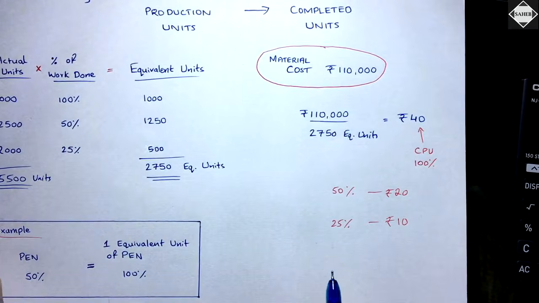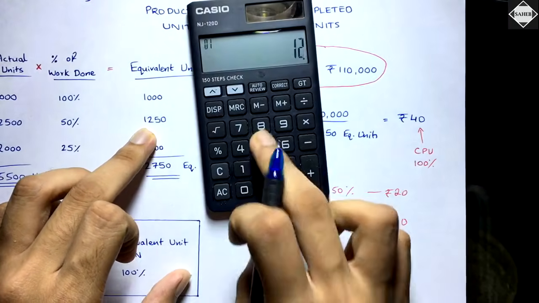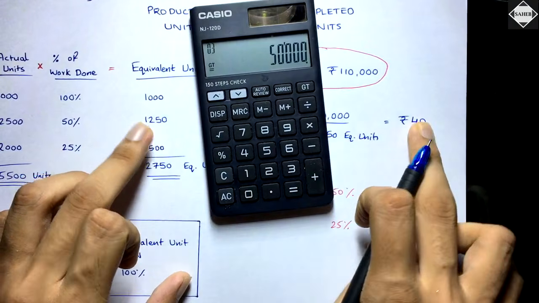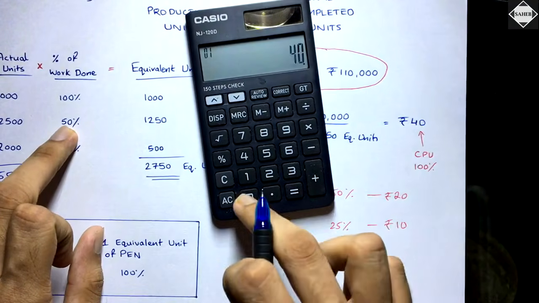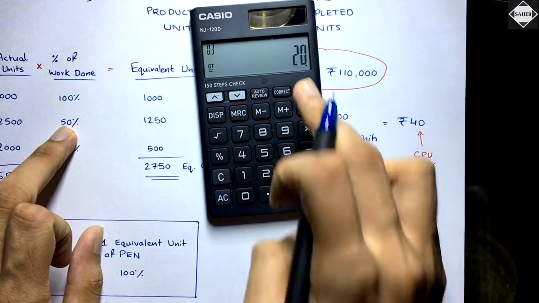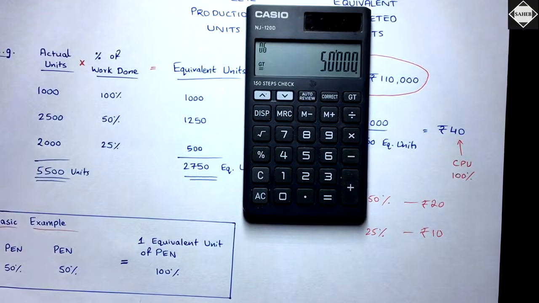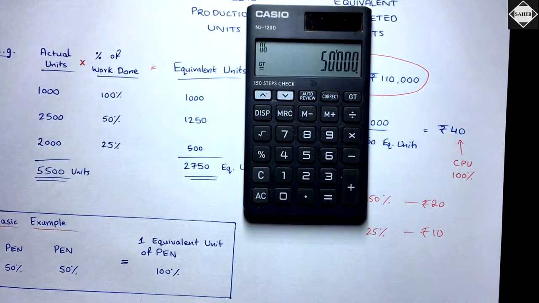All right, so this is what you have to do. Or what you can do, just take the 40 and 1250, you'll get the same thing. 1250 into 40, the same thing, 50,000. Yeah, 40 into 1250 is also 50,000, or 40 into 50% into 50%, that is 20 into 2500, that is also 50,000. Is that clear? This is what you have to do. Now this is the basic concept and the logic of equivalent units which we are going to use.